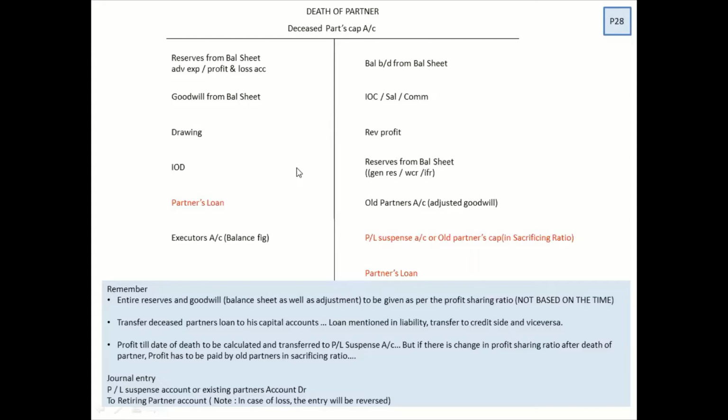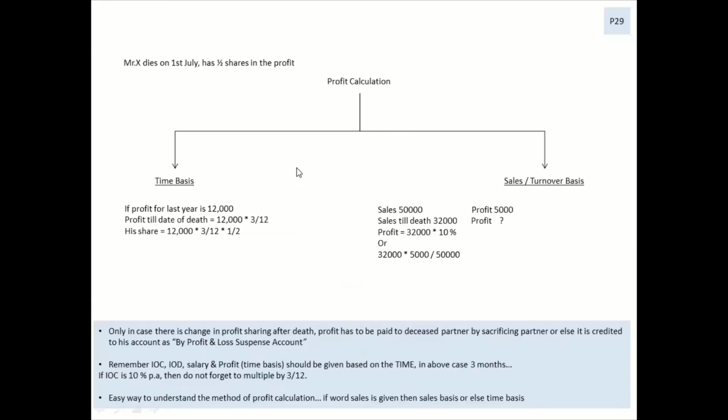All right. So let's move on to the next slide. The next slide is another important aspect of this chapter. Over here, we are going to learn how to calculate the profit. Now I have given a date here. Mr. X dies on 1st of July. You should be very, very careful with this date. So if he dies on 1st of July, how many months was he there in the business? April, May, June. So we understand he was there only for 3 months and his share is 1/2.